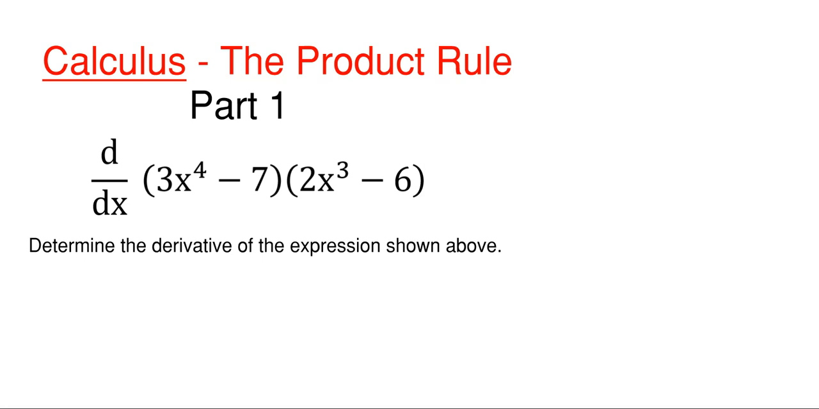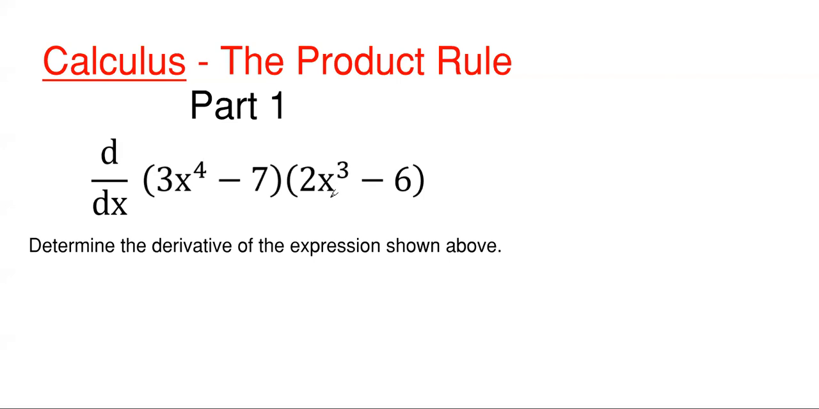So this video will be covering the product rule, and this will be our first video covering the product rule. So we have to determine the derivative of this expression shown on the screen, which is going to be 3x to the fourth minus 7, all of that multiplied by 2x cubed minus 6.